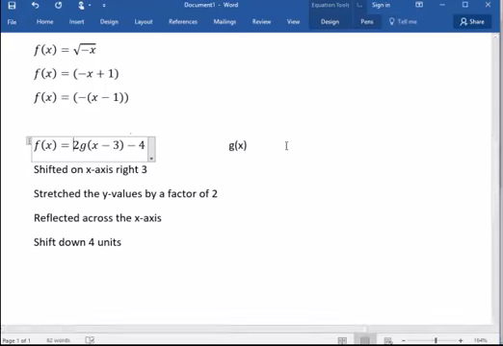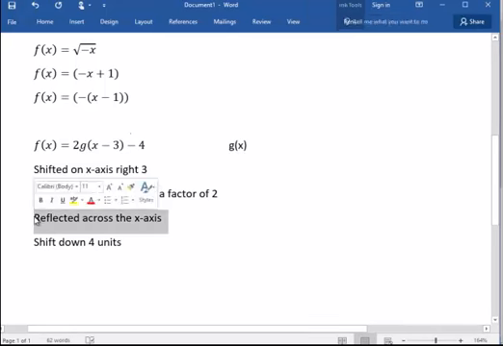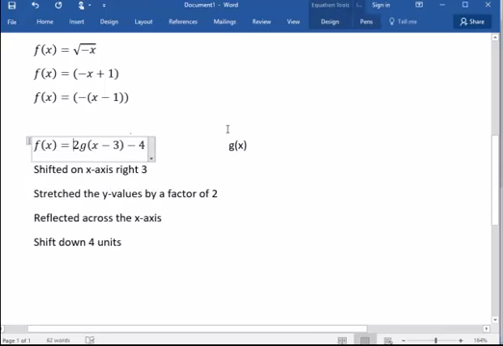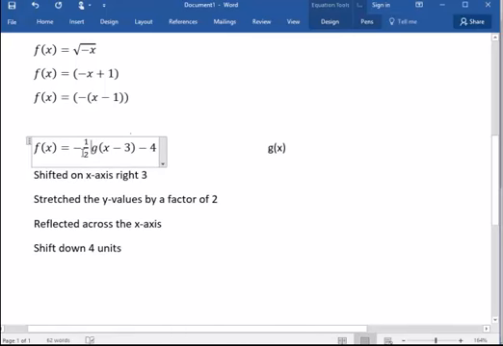If that negative is gone, then this is no longer valid. You're just stretching by a factor of 2. So that's not a negative 2. That's a negative and a 2. Okay? Now, just for what if this were 1/2? How would that impact my graph? What would happen? Well, let's look.